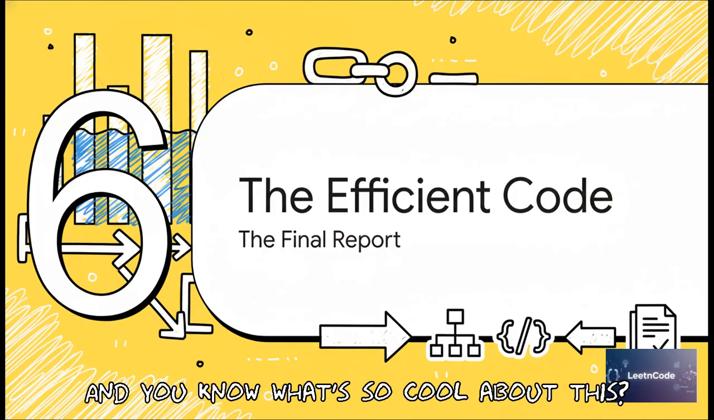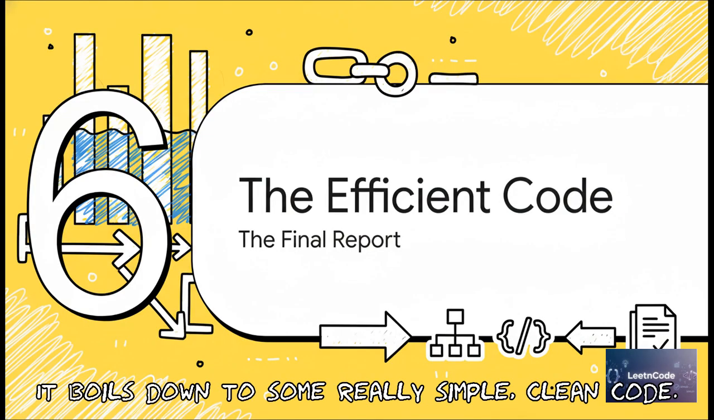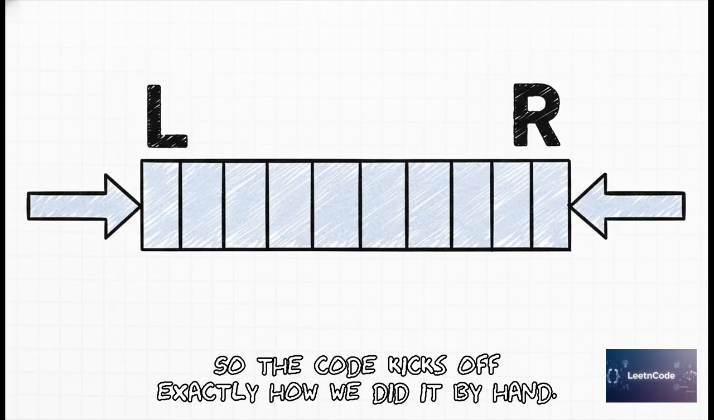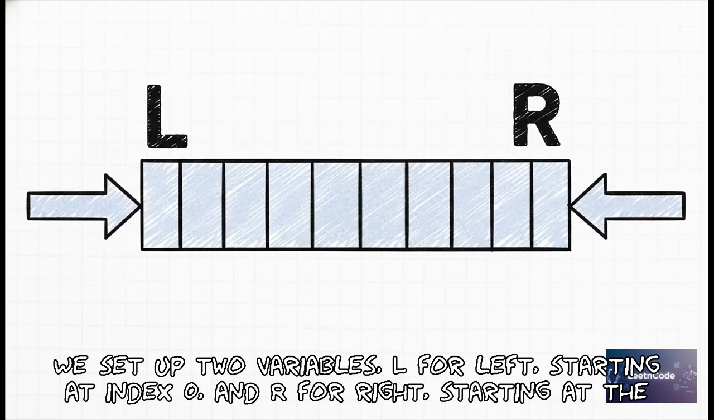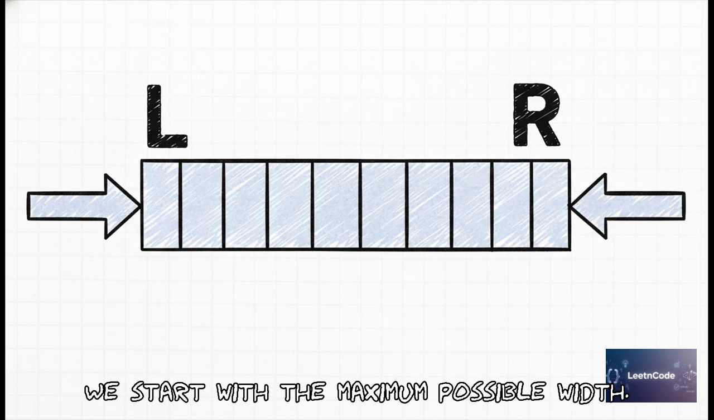And you know what's so cool about this? All of that powerful logic boils down to some really simple, clean code. Let's take a look. So the code kicks off exactly how we did it by hand. We set up two variables, L for left, starting at index 0, and R for right, starting at the very end of the line. We start with the maximum possible width.